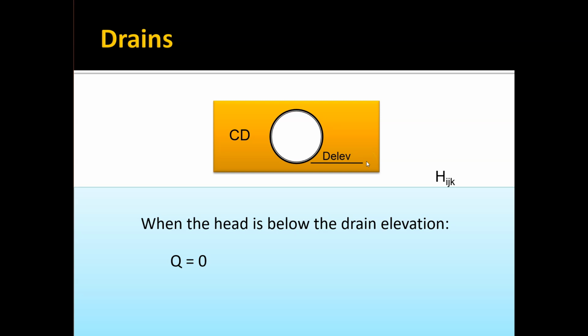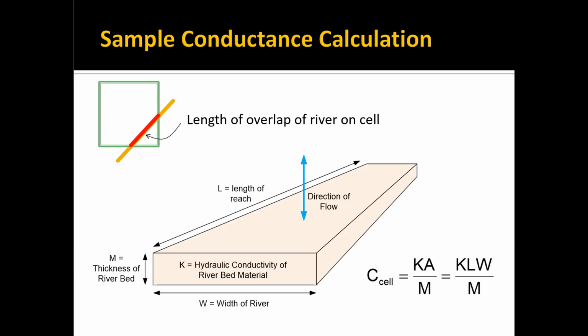Now, the fortunate thing, whether you're using the conductance of a drain or a river, is you don't have to stress too much about whether you have the right width of the sediments or the right thickness of the sediments. Because remember, you're also inputting a hydraulic conductivity, and I can guarantee you're not going to be able to calculate that hydraulic conductivity very accurately. So it's perfectly fine to make a guess at these values.